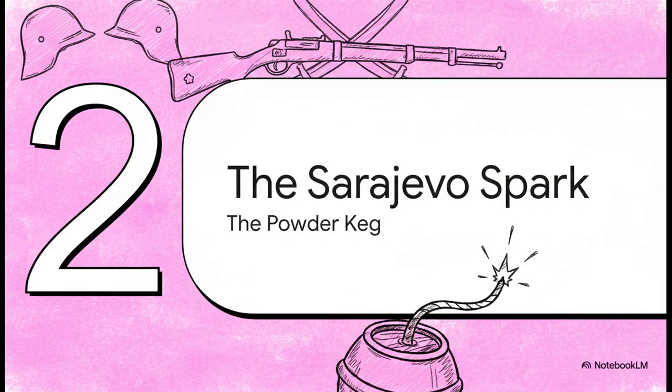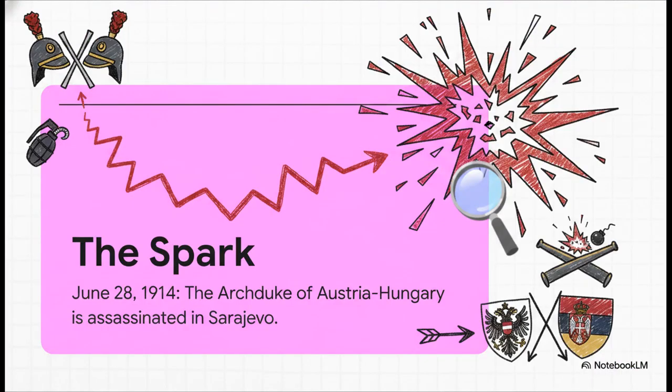Which brings us right to Chapter 2, the Sarajevo Spark, the Powder Keg. With these two heavily armed teams just staring each other down, all it took was one tiny spark to set off the whole explosion. And that spark? It hit on June 28, 1914. The Archduke of Austria-Hungary, the guy next in line to rule the whole empire, was assassinated by a Serbian group in the city of Sarajevo.